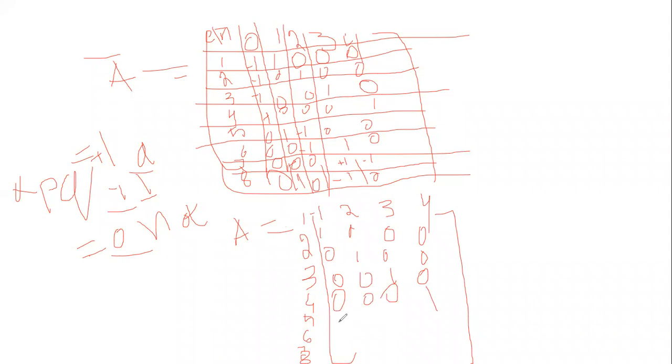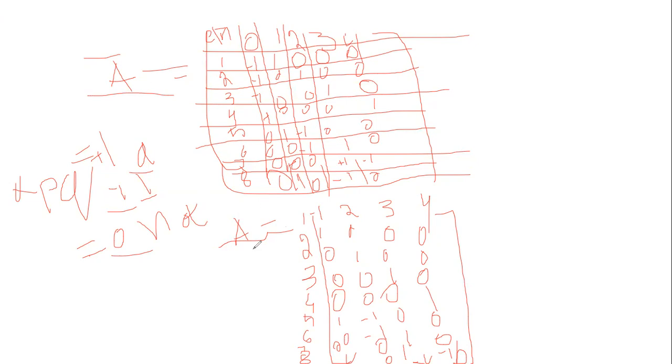Next 1, minus 1, 0, 0. Next 0, minus 1, 1, 0. Next 0, 0, 1, minus 1. Next 1, 0, minus 1, 0. This is the A matrix and this is the A bar matrix. What is the A matrix? That is the bus incidence matrix.